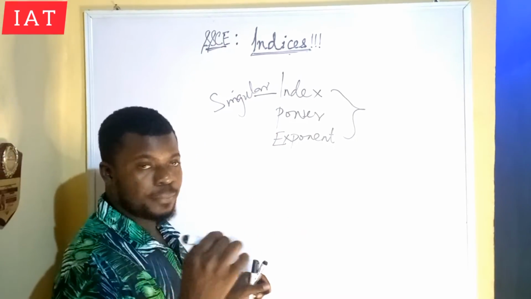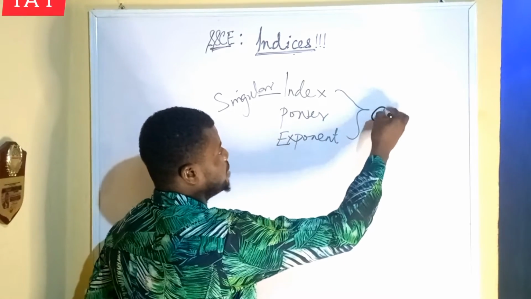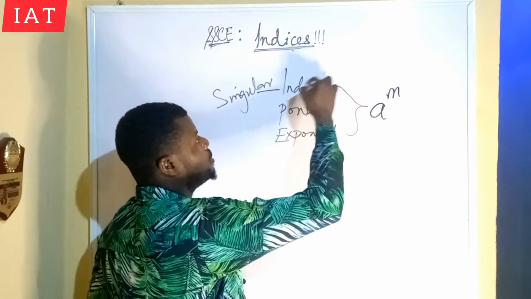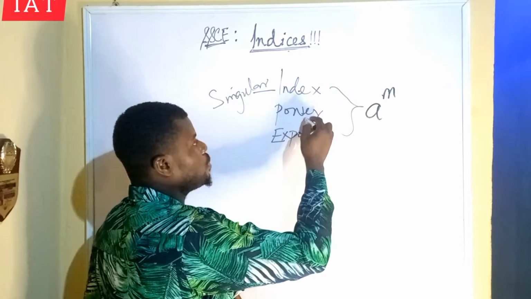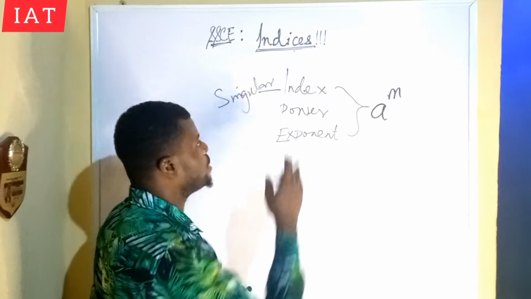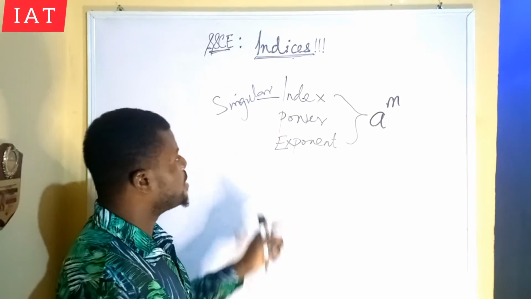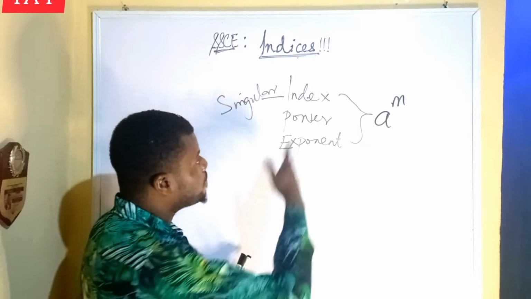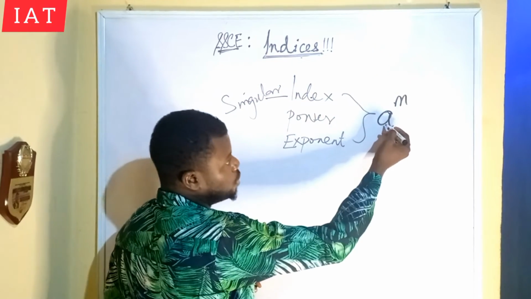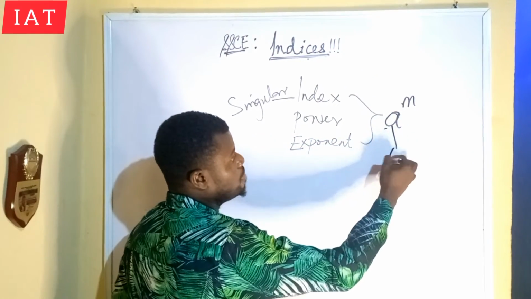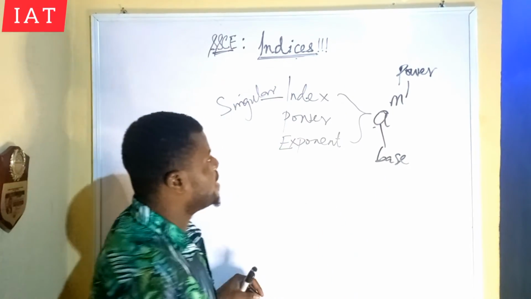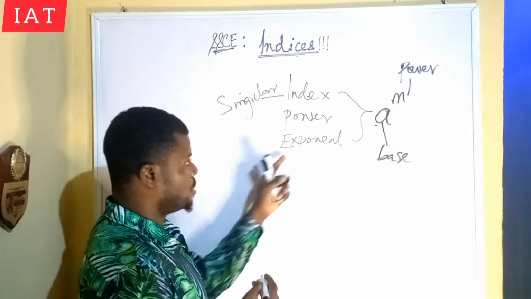So that is to say, for example, if I have something of this nature, a to the power of m, this m is what we call the index. The m is still what we call the power, is still what we call the exponent. They have the same meaning, so we can interchange the names. We can use power, we can use index, we can use exponent, so that when you see them, you should be able to identify that. And this particular one that carries this one is what we call the base. So this is called the base, and this is called the power, or you can call it the index or the exponent, which is exponential.